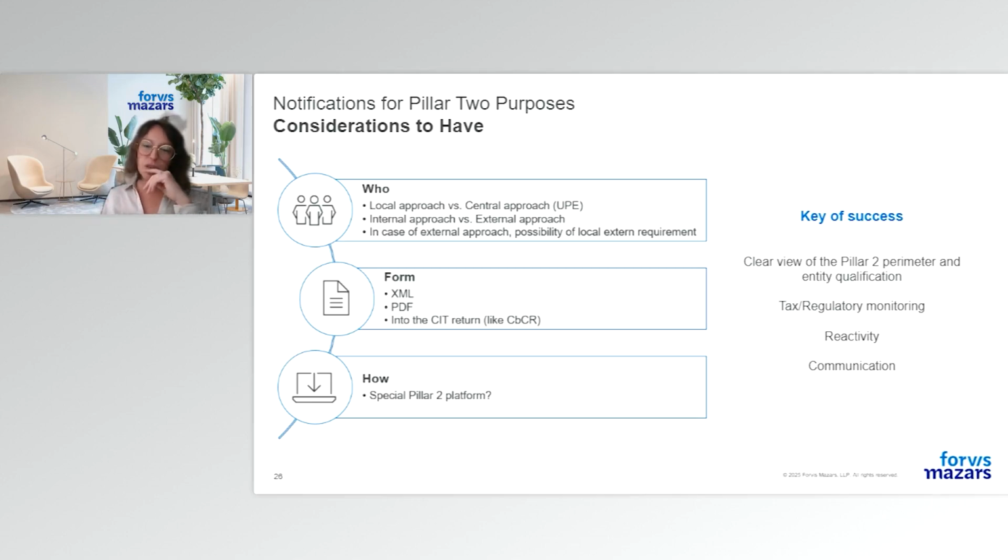So the key to success for this compliance is that the MNE must have a clear view on the Pillar 2 perimeter, on the qualification of the entities, and in particular the UPE, that is not always straightforward. And additionally, groups need to closely monitor local regulation and be prepared to react swiftly, because deadlines can be very tight.